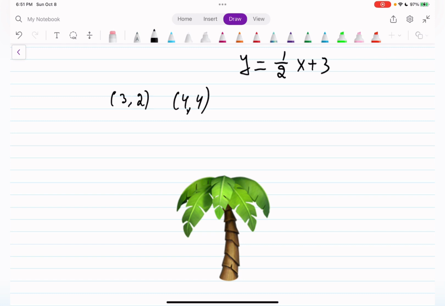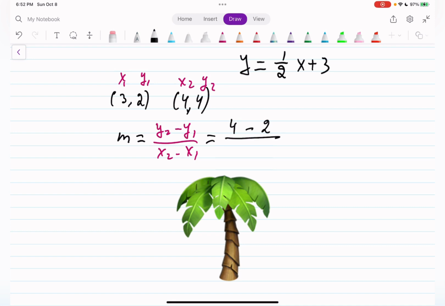Three and 2, 4 and 4. Again, we are going to solve exactly the same way. So m, we need to find m here. This is x1, y1, x2, y2. Remember, m equals y2 minus y1 over x2 minus x1. So we get 4 minus 2, and then x2 is 4 minus 3. It's going to be 2 over 1, which is 2.